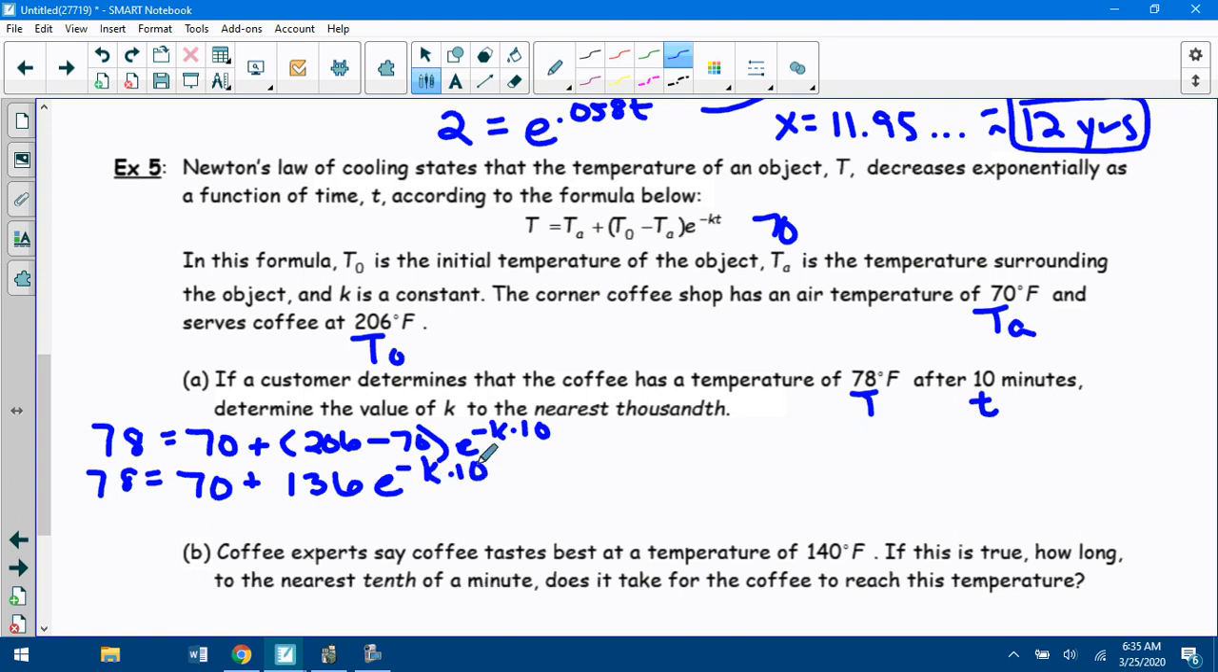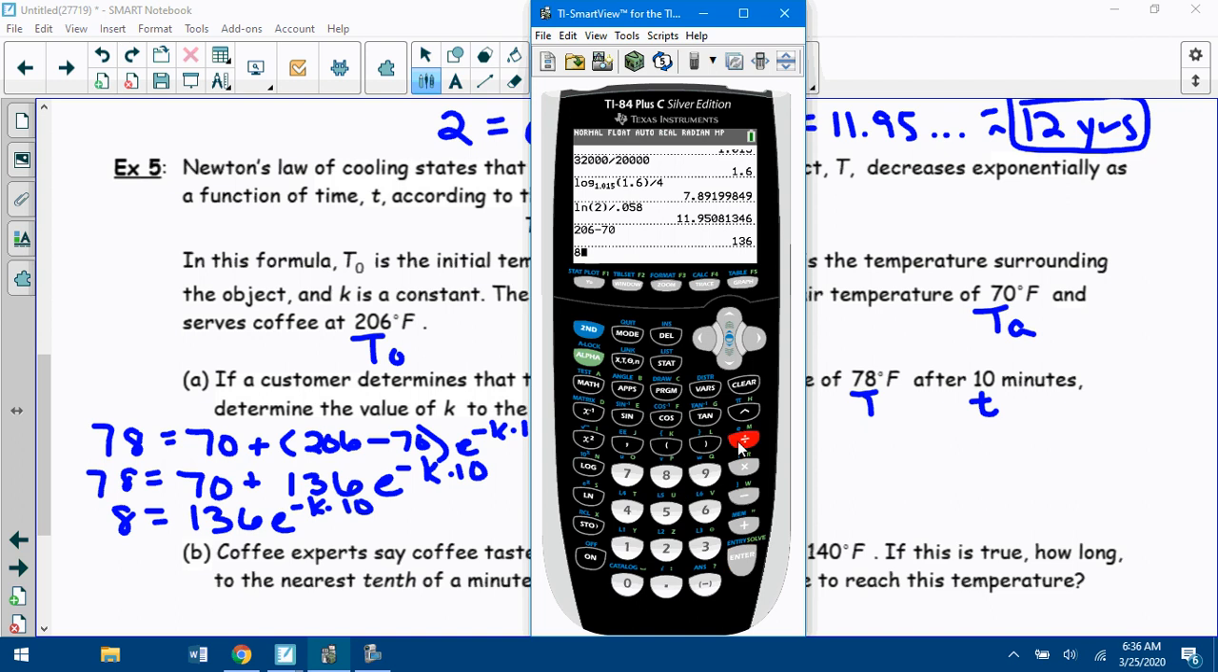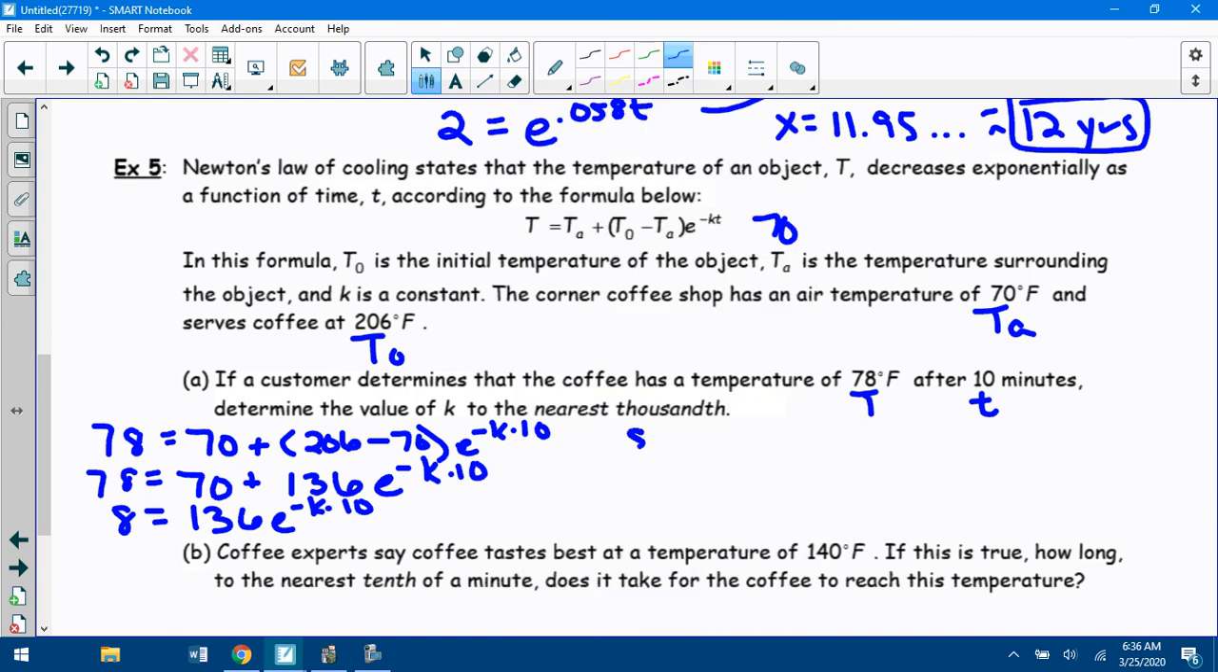And if I want to solve this algebraically, in the last unit, again, you did y1, y2, I've got to isolate the e, because that's what the exponent's on. So first I would subtract the 70. So we get 8 equals 136 e to the negative k times 10. Then what? Divide by 136. So what's that? 8 divided by 136. Crazy decimal. So let's just leave it as a fraction. Let's just say 8 over 136 equals e to the negative k times 10.